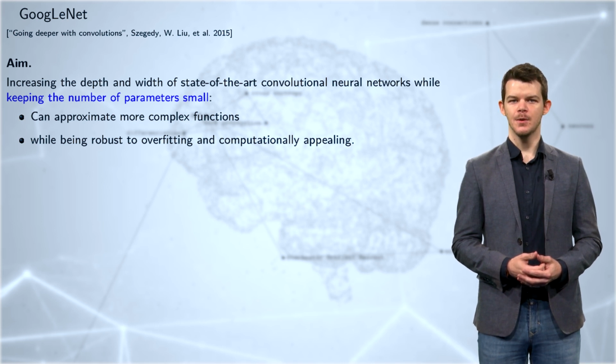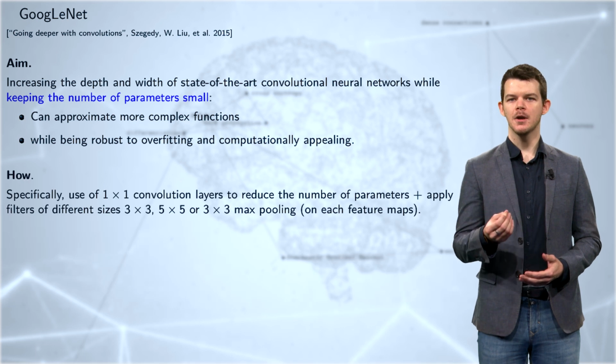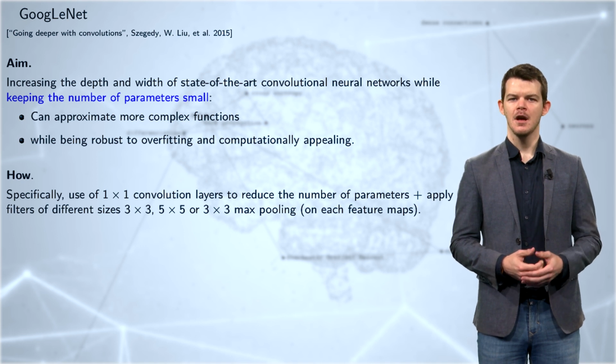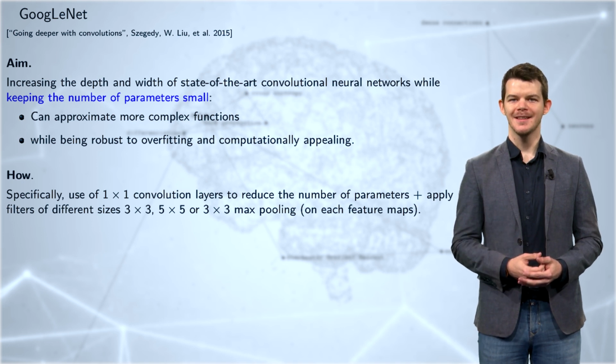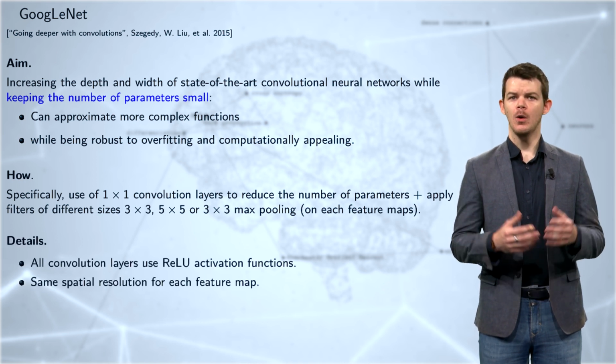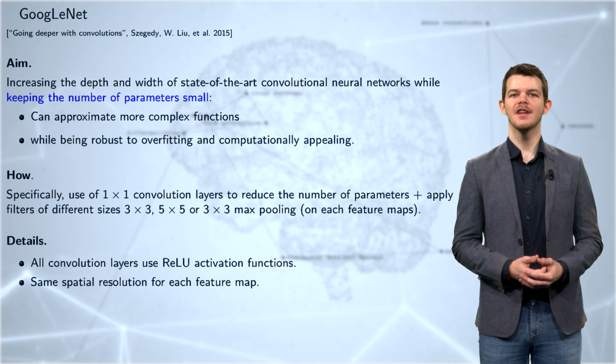The method to do so is simple. One-by-one convolutions are used before applying convolutions with larger filters, 3x3 or 5x5. By properly choosing the number of one-by-one filters, it helps reducing the overall number of parameters since it helps controlling the depth of the volumes taken as input by 3x3 or 5x5 filters. ReLU activation functions are used, and all feature maps of a given layer have the same spatial resolution.